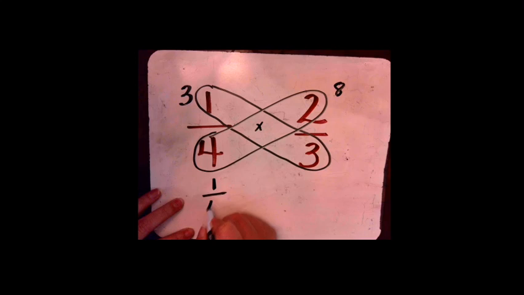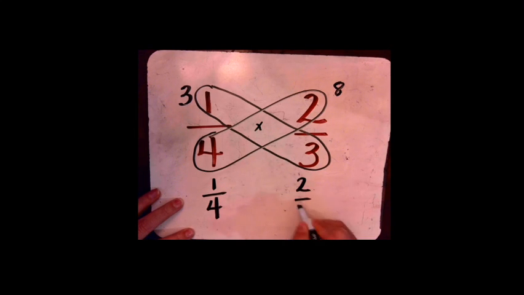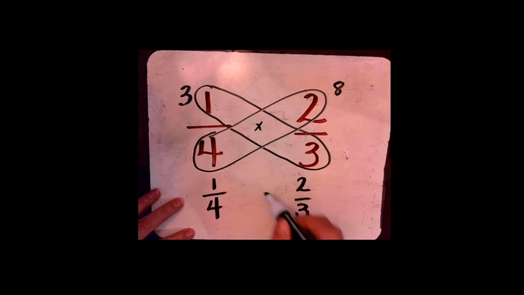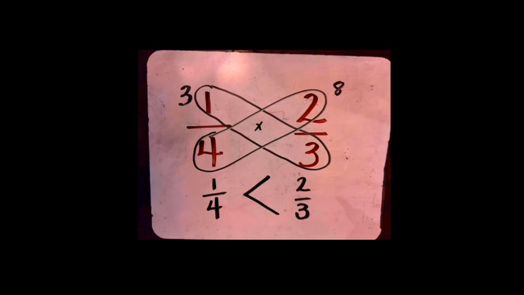So with 1/4 and 2/3, I have 3 for this side. I have 8 for this side. Which one is larger? My 8. So it's going to go that way. Okay. Isn't that easy? Let's do another one.